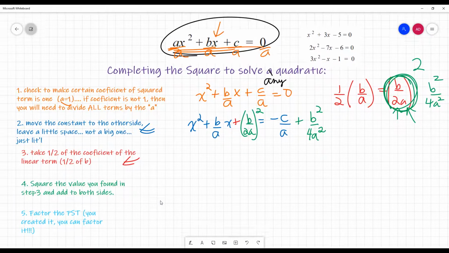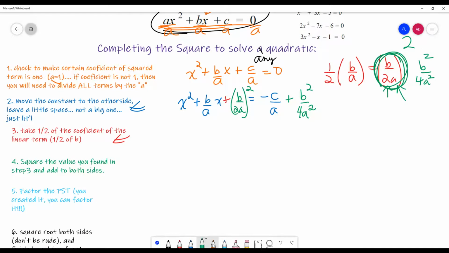Now this is a fun fact. You actually can factor this left-hand side. You have created the perfect square trinomial. The way you factor it is x plus b over 2a, quantity squared. If this is confusing, go back to my previous videos, and you'll see that half of that term is always what goes into the perfect square trinomial.